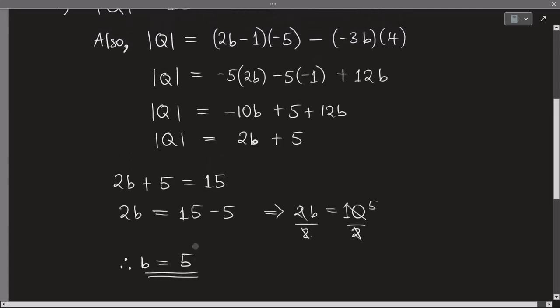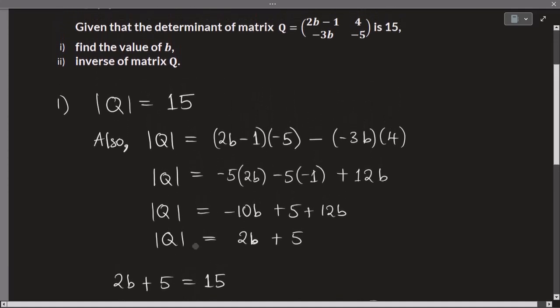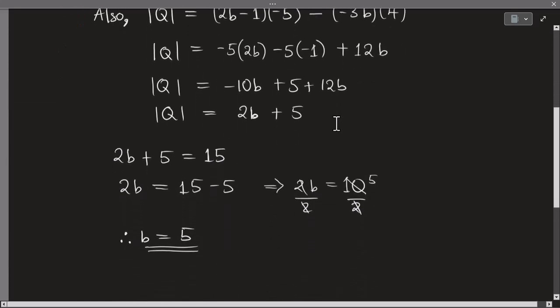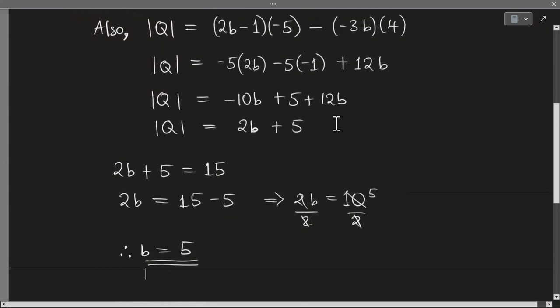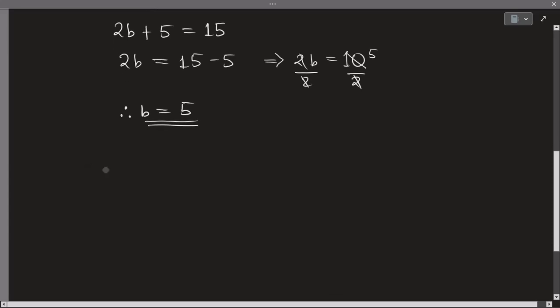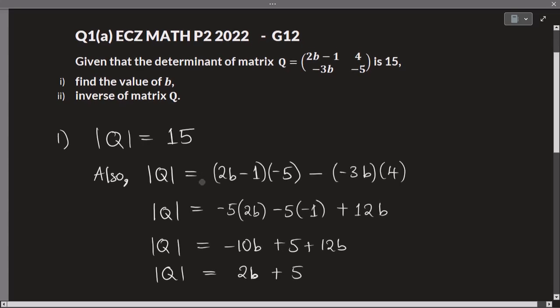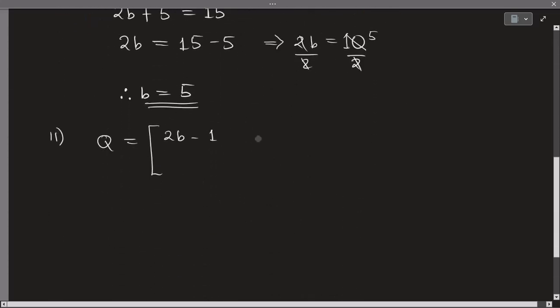With this information, it can be good for you to write the matrix Q in its actual terms, but we'll do that in part 2 of the question so that we don't waste a lot of time. That can also be another alternative. So Q, from the description that we were given, it's 2b minus 1, and we have 4, negative 3b, and negative 5.